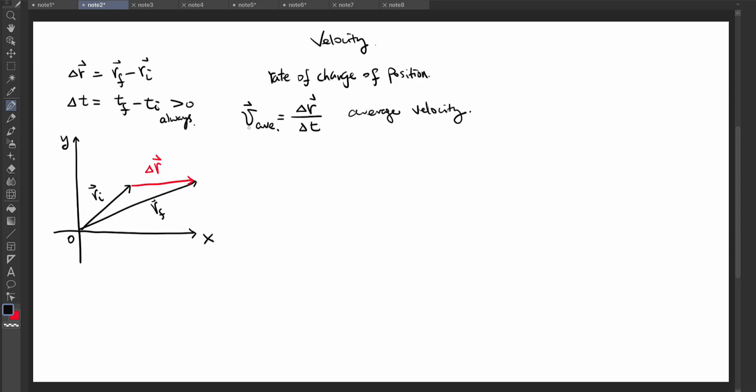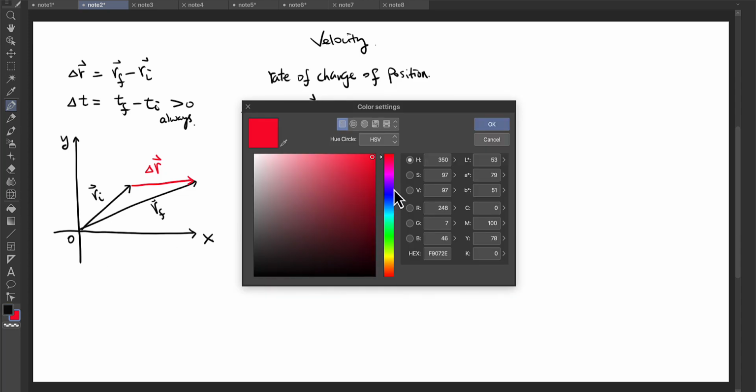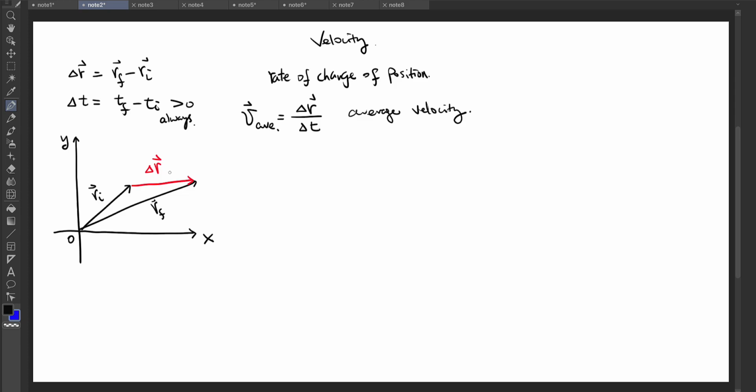Okay, so now since we already know delta t is positive, the average velocity direction is always parallel to delta r. So let me draw that in a picture. So that's V average.